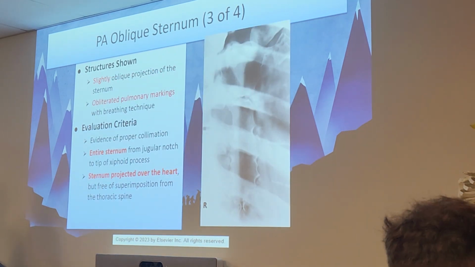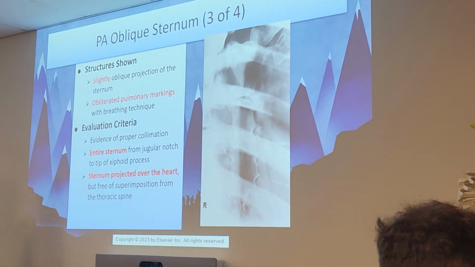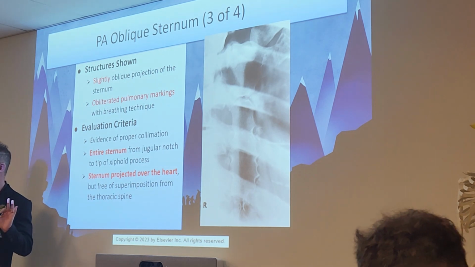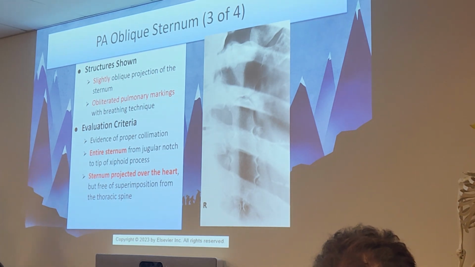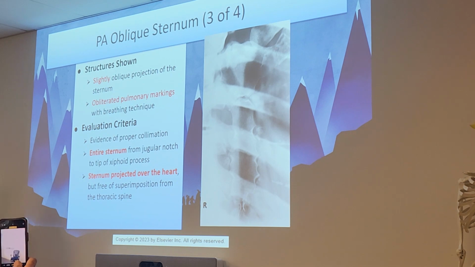Alright, and if you do that breathing technique, once again, you're getting a pretty picture like this. That's a pretty sternum x-ray. If you do the expiration method, it's going to be blurry and not as pretty. But when we're talking about evaluation criteria, what are we looking for? Of course, a slightly, keyword is slightly, oblique projection of the sternum, and obliterated pulmonary markings with breathing technique. Once again, because that's the superior method of getting an x-ray. Obliterated pulmonary markings would be the blurred out lungs. That's what that's referring to.